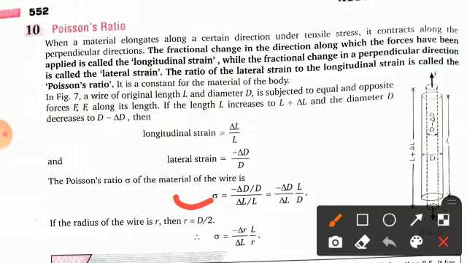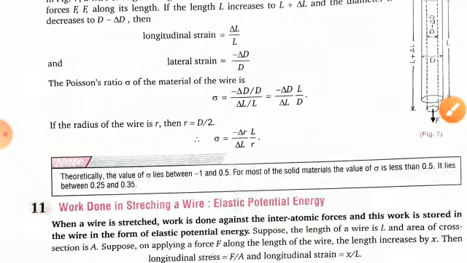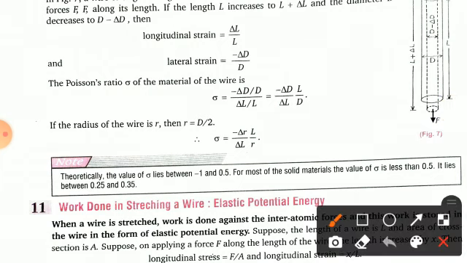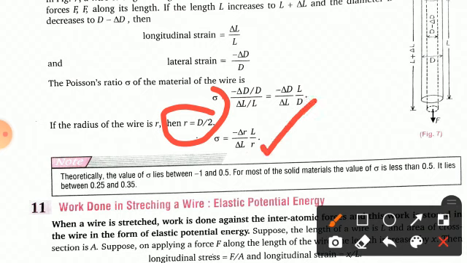The material, sigma is equal to lateral strain divided by longitudinal strain. So you will get this relation. Now if the radius of the wire is small r, you know very well, the diameter is twice the radius, the radius is half of the diameter. So you will put this value and finally this expression changes to the radius. Fine. This is the relation in terms of the diameter and this is in terms of the radius.